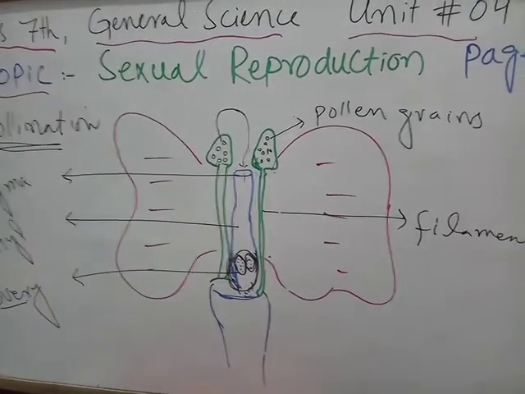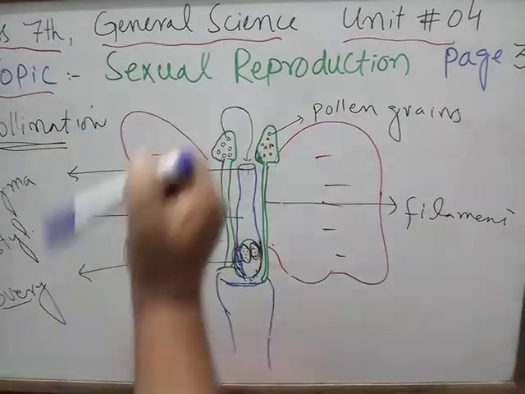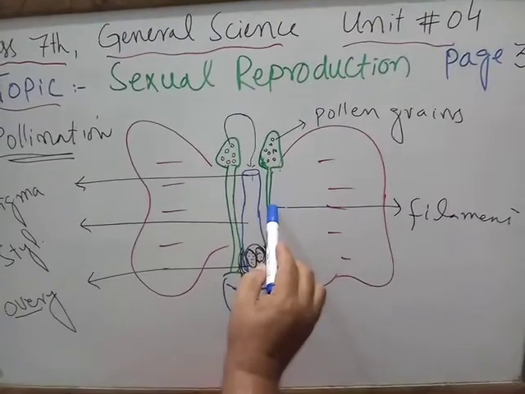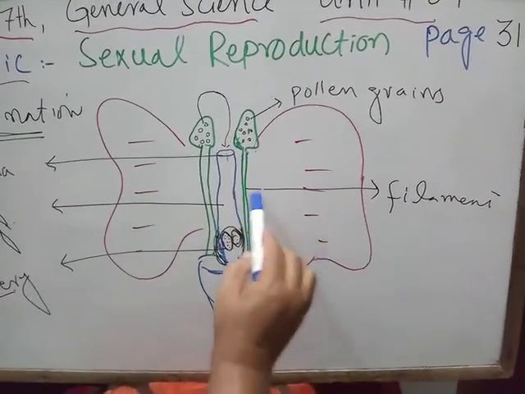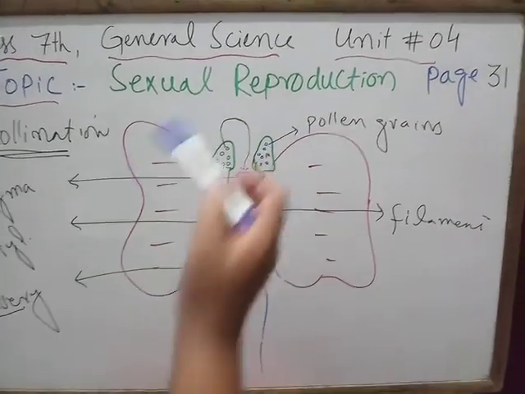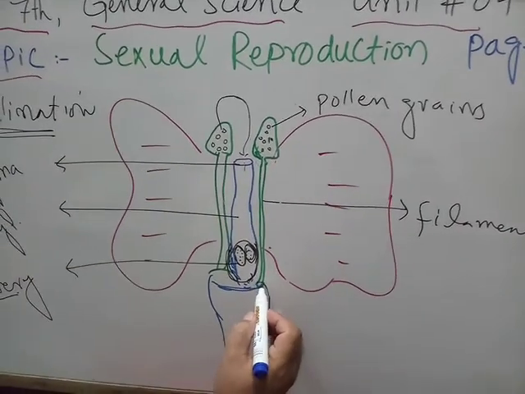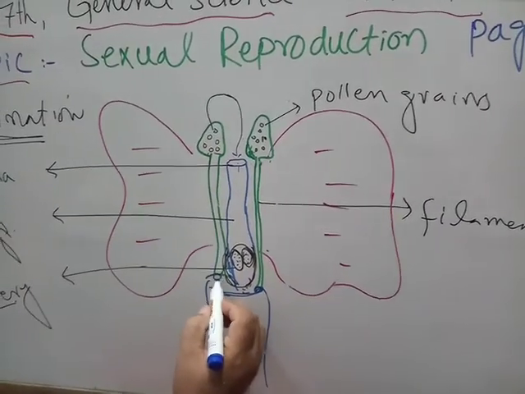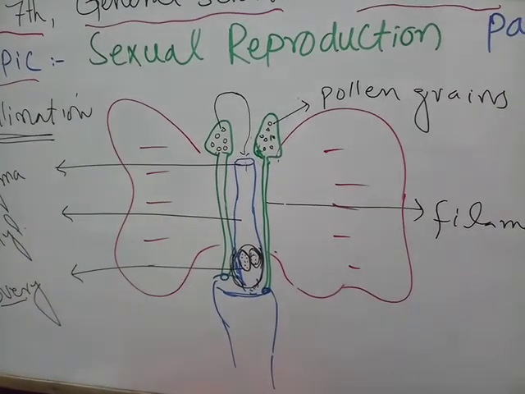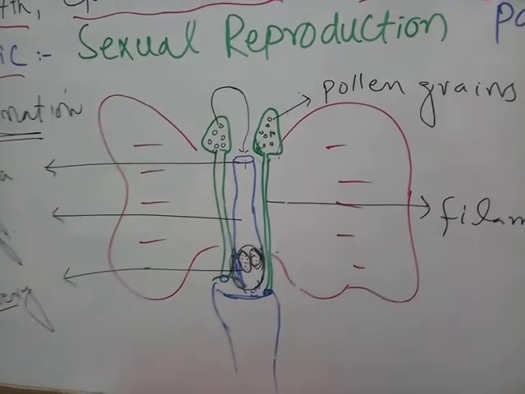You know, this is the male part, and this stalk is called filament, the swollen part is called anther. Anthers have pollen grains inside. At the base, at the bottom of each anther, there are some glands, and these glands secrete a sweet liquid which is called nectar.